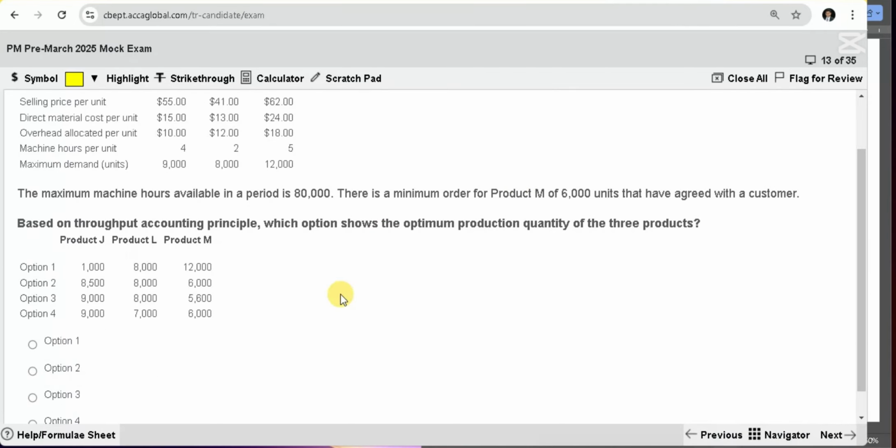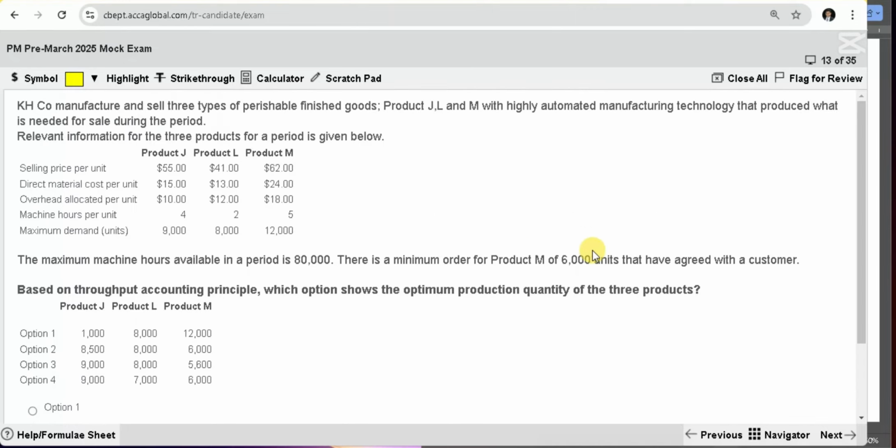That's a long one. What do they say? Based on throughput accounting principle, which option shows the optimum production quantity? There are three products, J, L, M. You know, in throughput, what do we do?